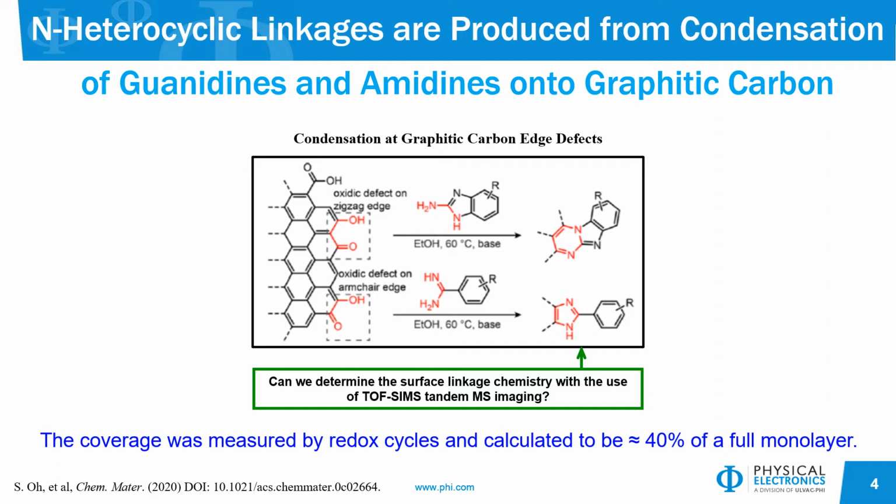Now, before we did the TOF-SIMS measurements, there were a number of samples that were characterized using redox cycles, and the samples that we're looking at have approximately 40% of full monolayer coverage.